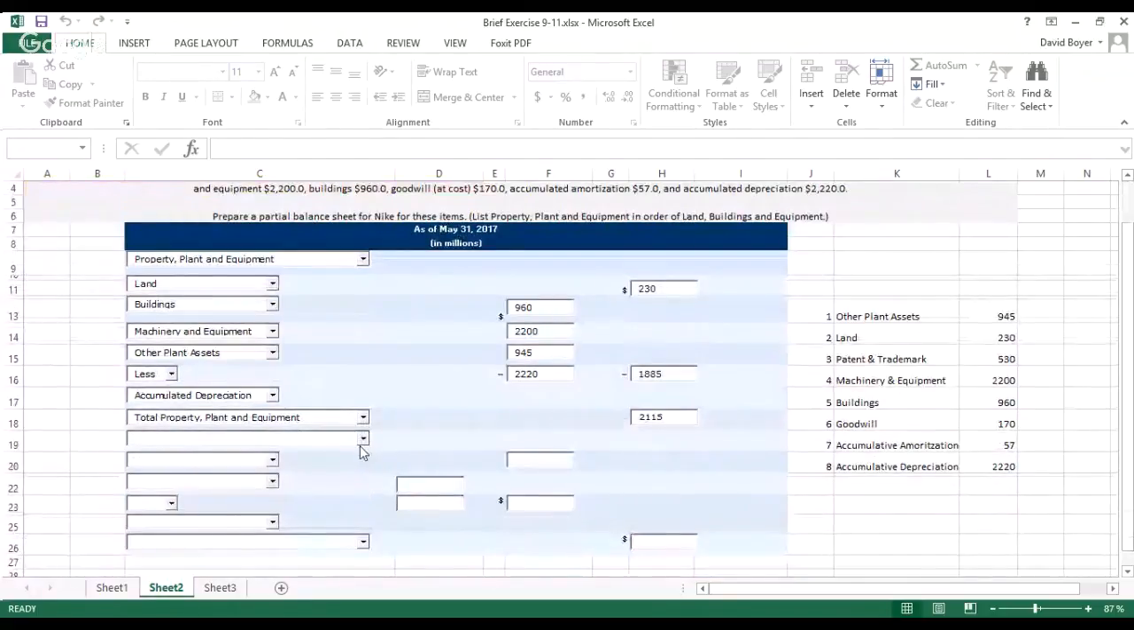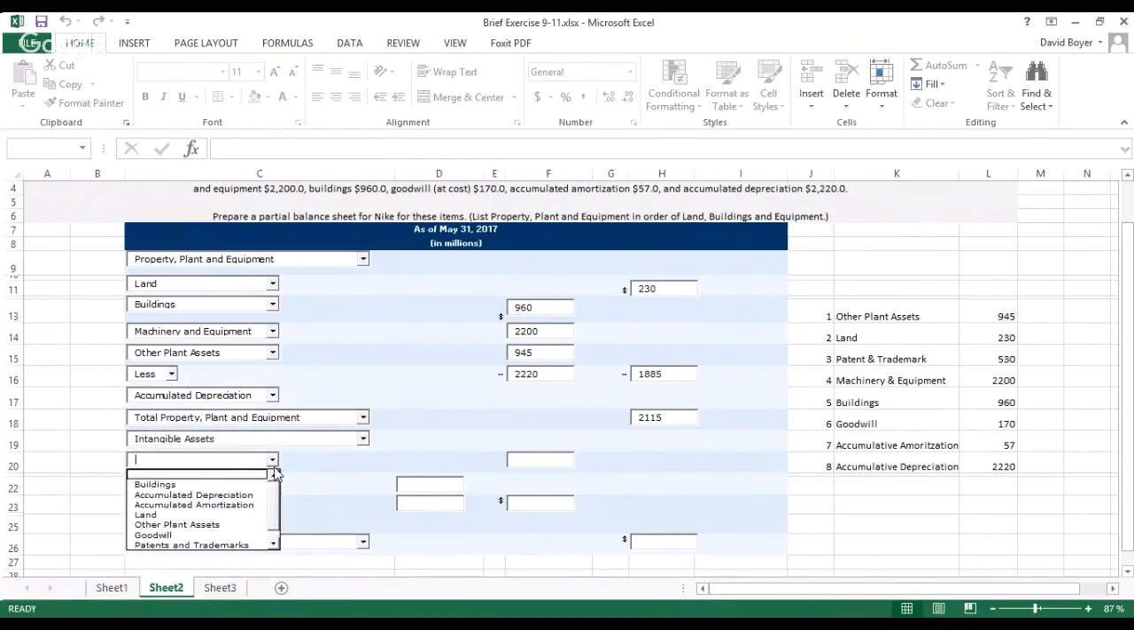Next, we are going to list our intangible assets. First off, we're going to start with goodwill, and goodwill cannot accumulate amortization, so we will put that first. This is $170. Next, we will put our patents and trademarks, and the value is $530.